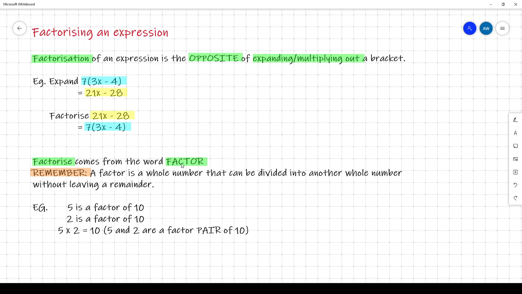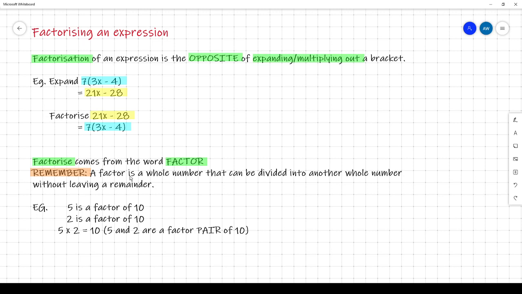Factorise comes from the word factor, and this 7 outside the bracket is a factor of 21 and 28. I'll explain a bit more about this in my next video, but that's where the word factorise comes from. It's to do with factors. Let's remind ourselves what a factor is.